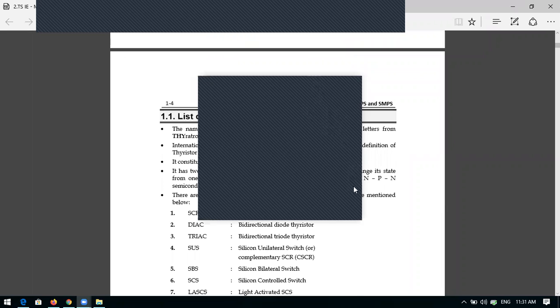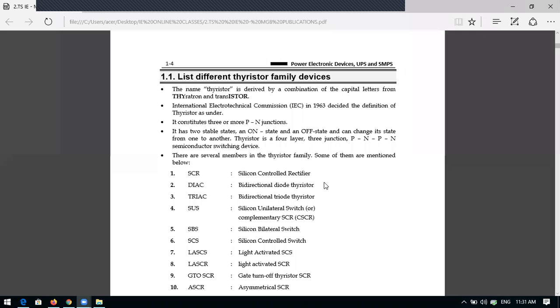Here we have different types of devices that come under thyristor family devices, and it is a PNPN device. Thyristor is a PNPN device. That means how many layers are present in the thyristor? It is a 4-layer, 3-junction PNPN semiconductor switching device. What is the meaning of thyristor? It is a combination of two capital letters, thyratron plus transistor, and it is a how many layers device?